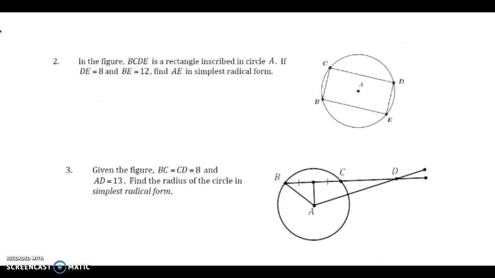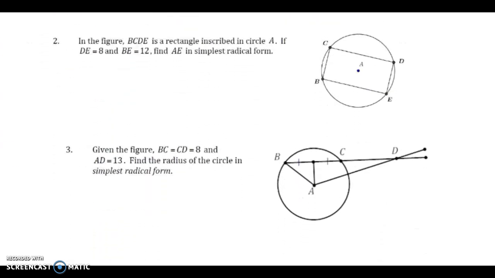If I take a look at number 2, it says in the figure, BCDE is a rectangle inscribed inside circle A. Remember, if it's inscribed, that means all of its vertices fall on the circle, and they do. If DE is 8, and BE is 12, it says find AE, which is not drawn, but we can draw it in. Find that in simplest radical form. But really, I'm going to go ahead and draw the whole diameter instead of just a radius.